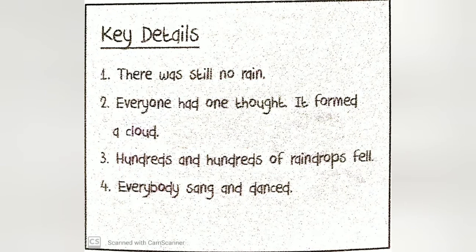The key details we underlined are: in the 4th year, there was still no rain. The next year, the rains failed again. There was only one thought. It began to rise higher and higher. And there it became a shining silver cloud. Hundreds and hundreds of raindrops fell. Everybody lifted their arms, sang, and danced.